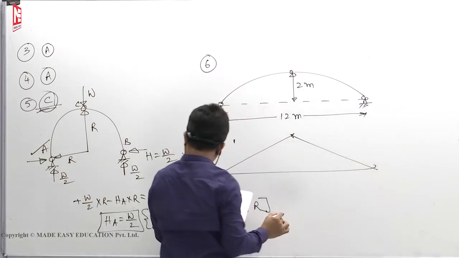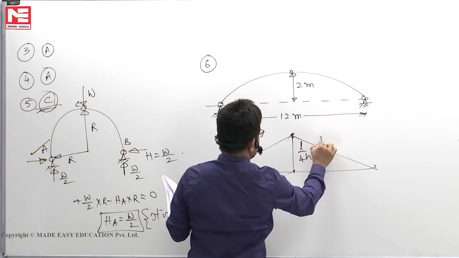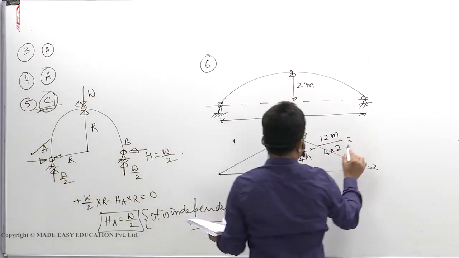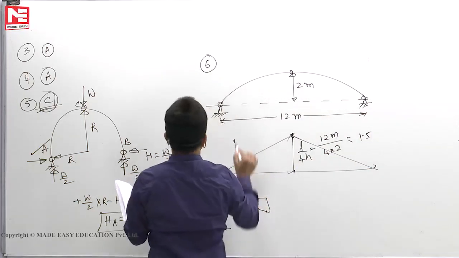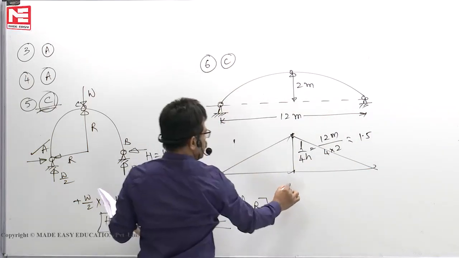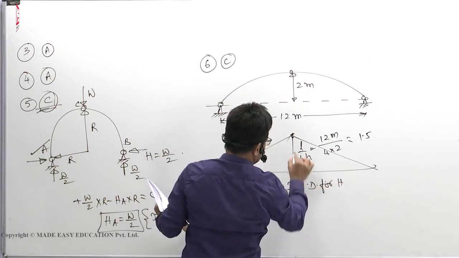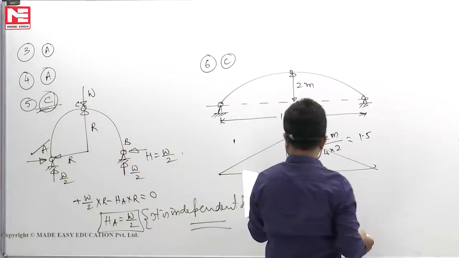What is the maximum value of influence line ordinate? L by 4h. Length is 12 meters by 4 into h, which is 2. So 3 by 2, 1.5. So for the sixth question, C is the option. This is the ILD for horizontal thrust. We know that this L by 4h is the ordinate. That's all. Simple questions they ask you.